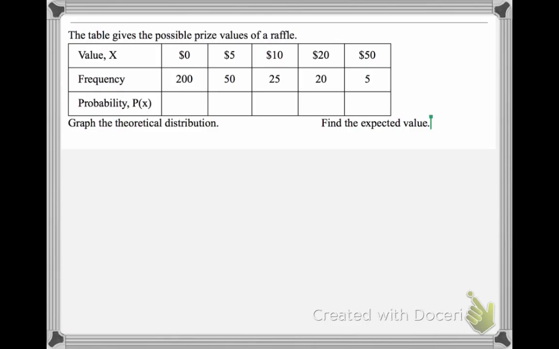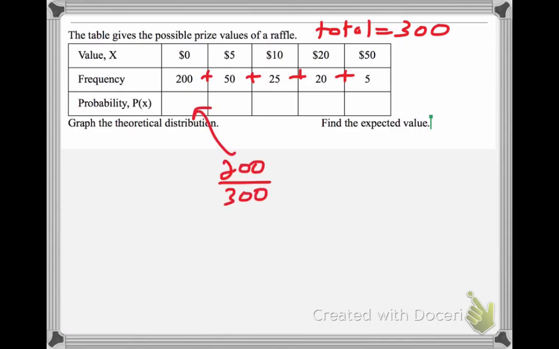Remember, probability is the number of successes divided by the number of total outcomes. So we've got to figure out the total outcomes. So we're going to take 200 plus 50 plus 25 plus 20 plus 5. We're going to add up all of those, and you get a total of 300. Then for this first probability, we're going to take 200 divided by 300, and that's going to give you 0.67.